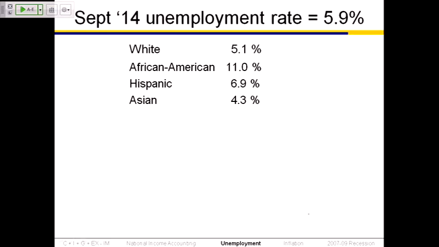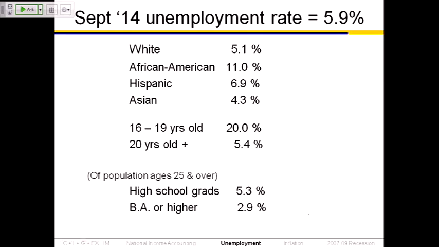There's a very strong correlation between educational attainment and the likelihood of being unemployed. It also differs by age. So 16 to 19-year-olds have an unemployment rate of 20.0%. People 20 and over had an unemployment rate in September of 5.4%. It also differs, as I just alluded to, by educational attainment. High school grads had an unemployment rate of 5.3%. People with at least a bachelor's degree had an unemployment rate of 2.9%. It's the people who are high school dropouts who have the particularly high unemployment rate that brings the overall average up to 5.9%.